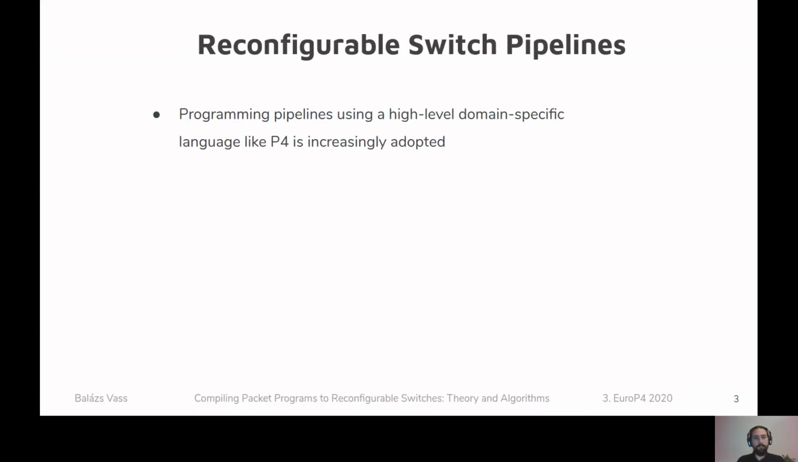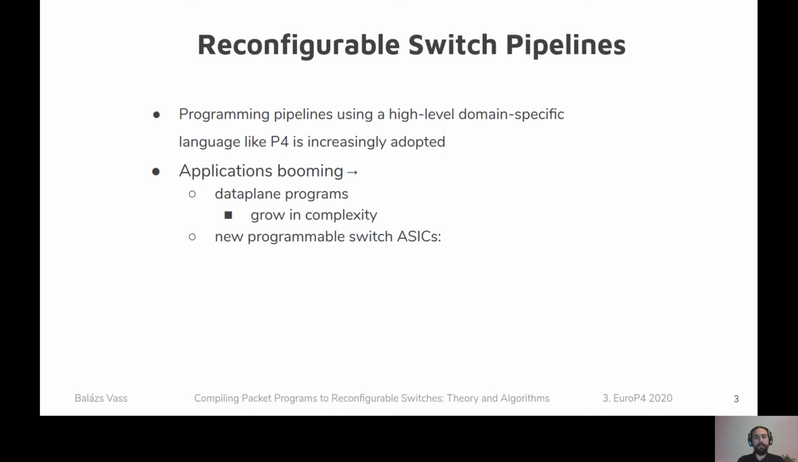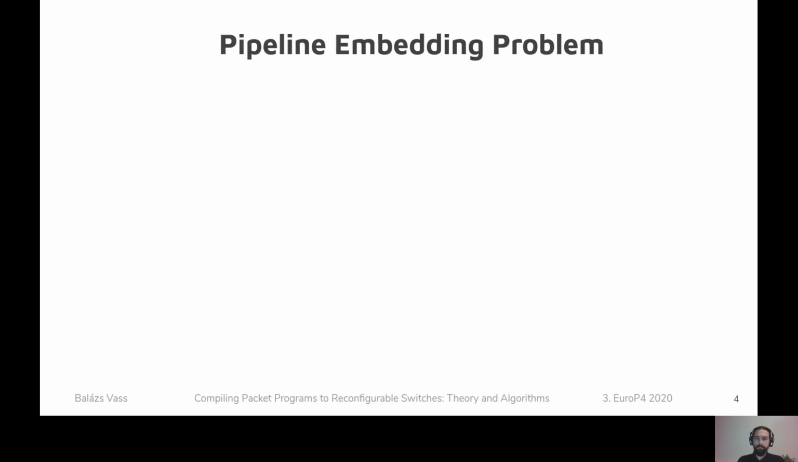As you all know, programming reconfigurable switch pipelines using a high-level domain-specific language like P4 is increasingly adopted. Applications are booming in size, data plane programs are growing in complexity, and new programmable switch ASICs on the hardware side have more data plane resources and more pipeline stages. We can feel that it raises some algorithmic issues. So let's define this problem a little bit better.